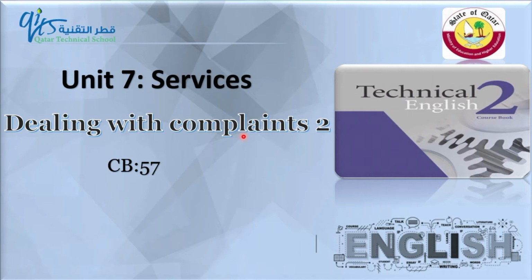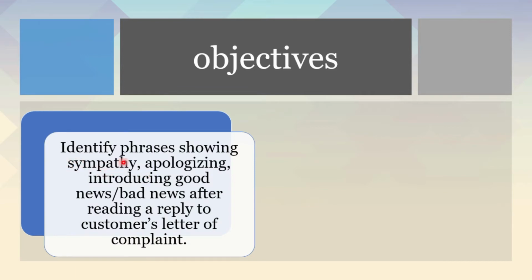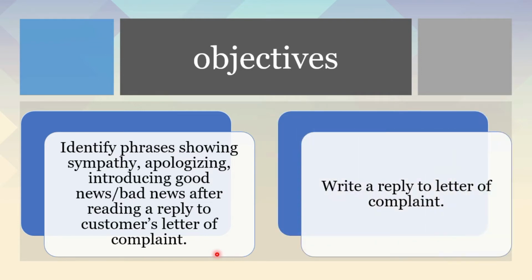Welcome to our technical English class for grade 11. We are still in Unit 7 Services, and our topic today is dealing with complaints 2 on page 57 of the course book. In this lesson, we will cover two main objectives. Number 1, identify phrases showing sympathy, apologizing, introducing good news or bad news after reading a reply to customer's letter of complaint. Number 2, write a reply to letter of complaint.